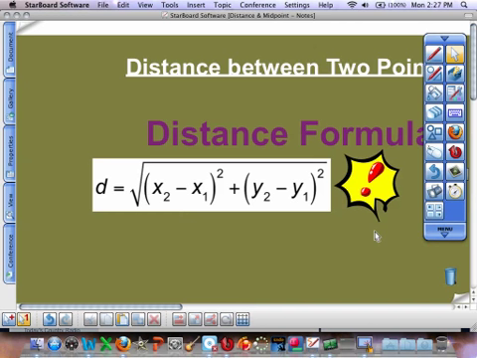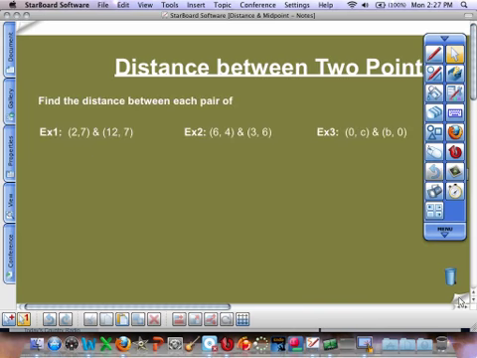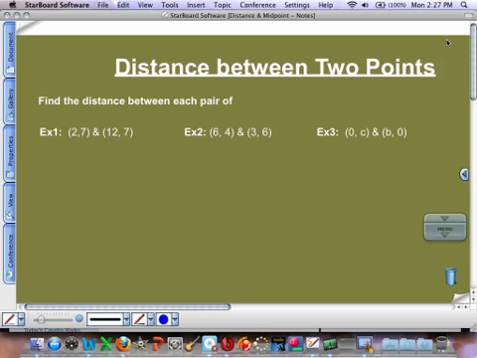So d is equal to the square root of x2 minus x1 squared plus y2 minus y1 squared. Okay. So let's practice this a little bit. So look at example 1.